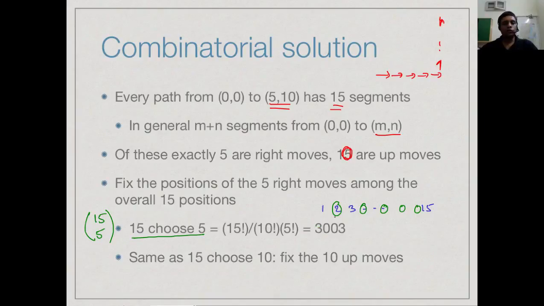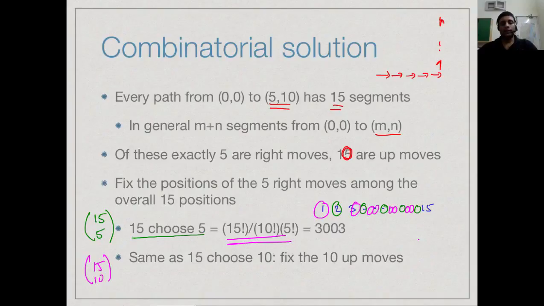Now of course, instead of choosing the right positions, I could also have told you the 10 positions where I moved up. Okay, that leaves 5 open positions where I must move right. So this would give us 15 choose 10. And so it's not a coincidence that 15 choose 10 and 15 choose 5 are in fact the same expression. So whether you choose to compute it as 15 choose 5 or 15 choose 10, it doesn't matter.